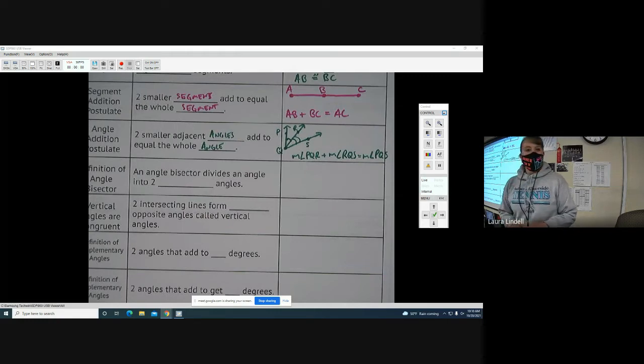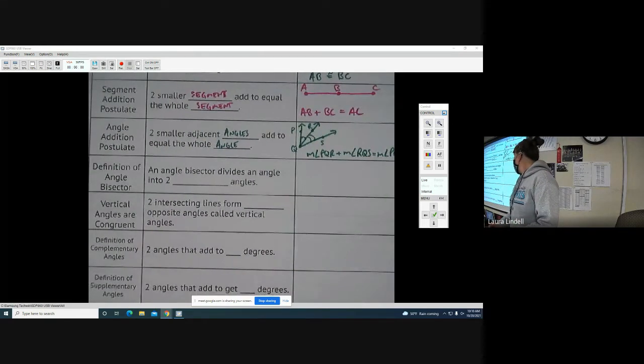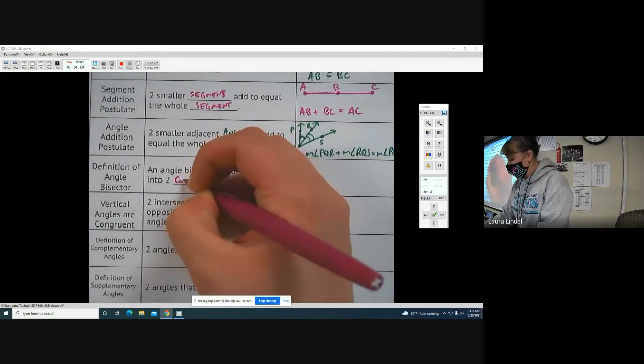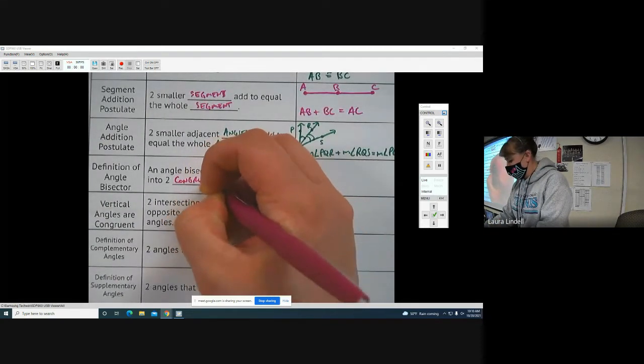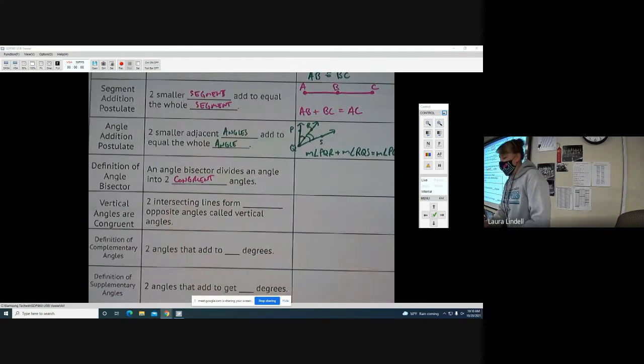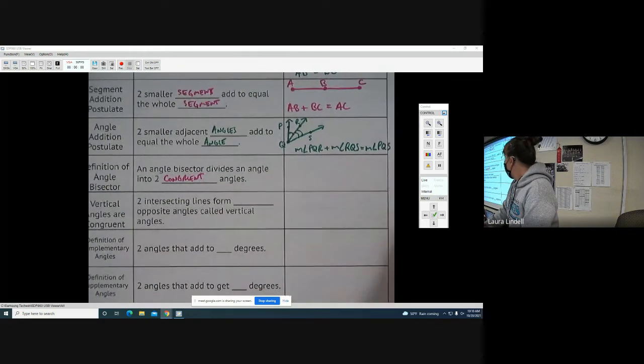Okay. The picture on the next one is going to look similar. It's a definition of angle bisector. So an angle bisector divides an angle into two congruent angles, is the idea. It's kind of like the definition of midpoint for segments. This is the way it is for angles. All right, so definition of angle bisector. An angle bisector divides an angle into two congruent angles.